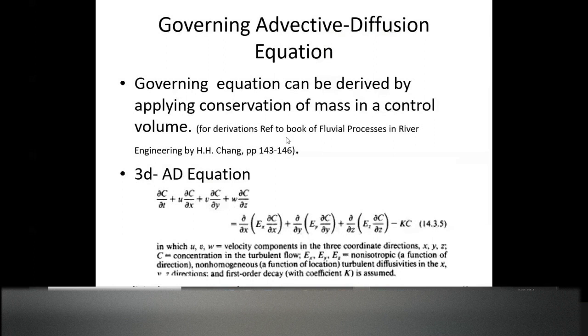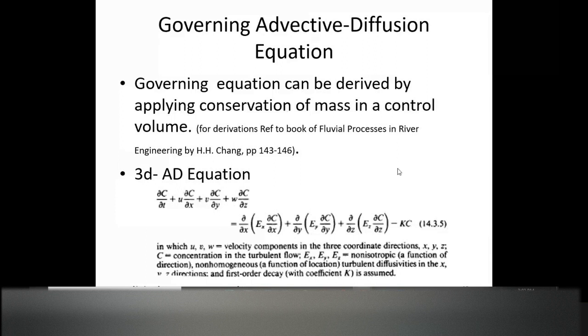So when we know how transport can occur, now what equation should be used to combine all these transport mechanisms, applying the law of conservation of mass and considering how much constituent is coming into a fluid element, how much is going out, including the advection transport and the diffusivity transport.